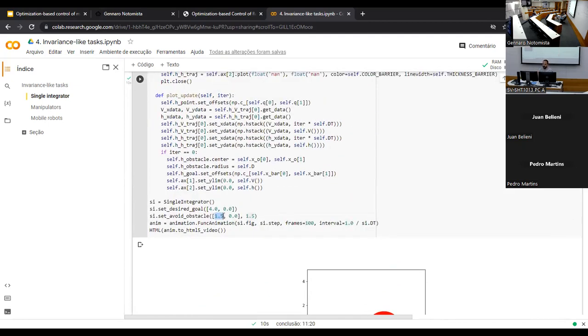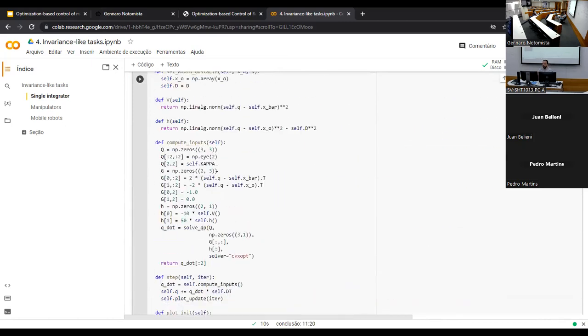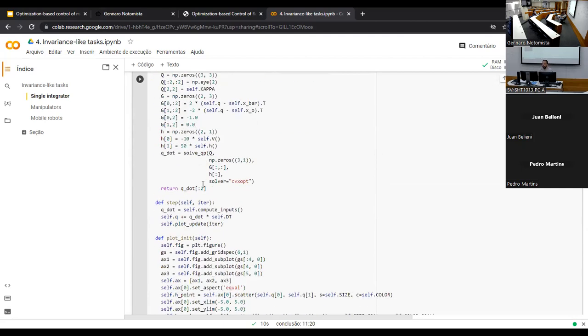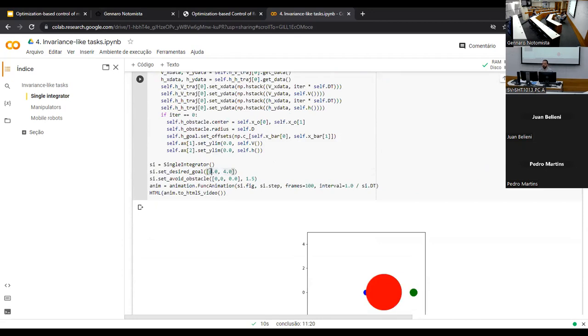Let's say the obstacle is at 0, 0. We want to go to 4, 4, and we start at -4, -4. Or let's start at -4, -3, and we want to go to 3, 4. So that's still symmetric, everything is symmetric. The picture is like that. The obstacle is right in the middle. We start in and go down. So we should go straight through the center of the obstacle.